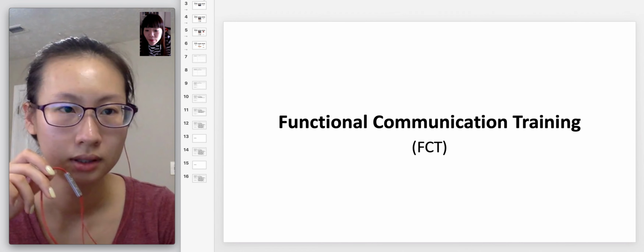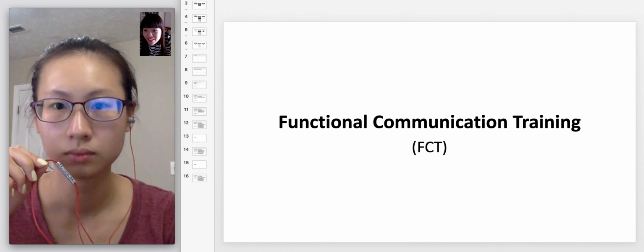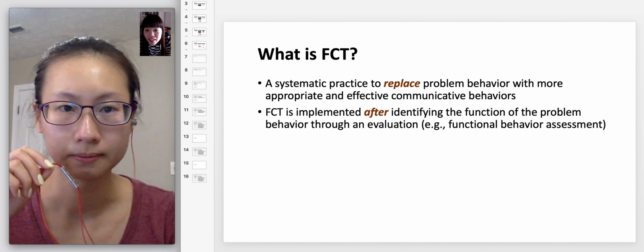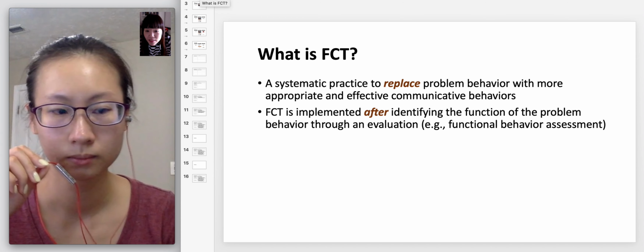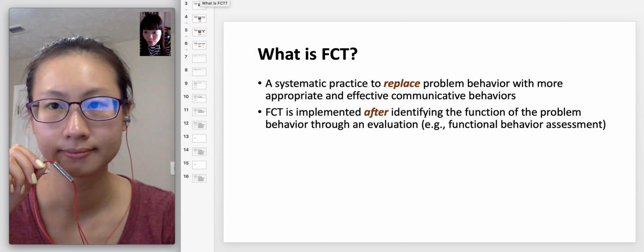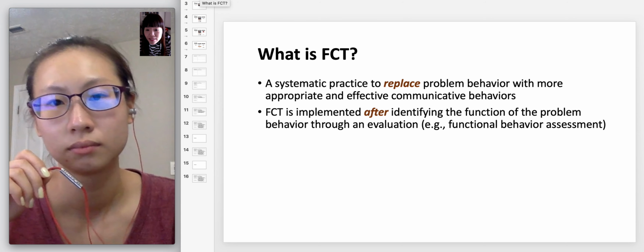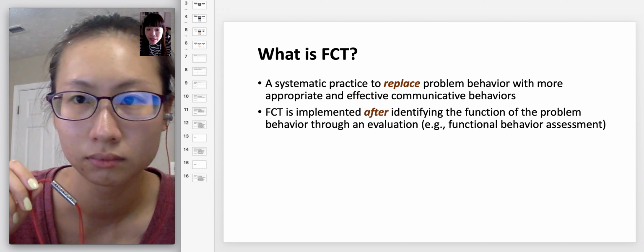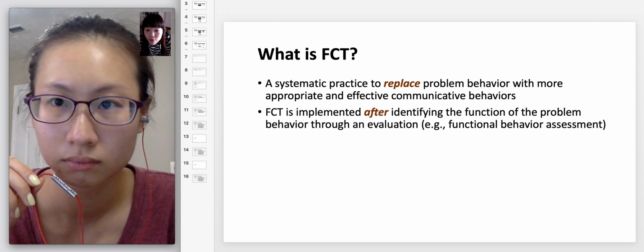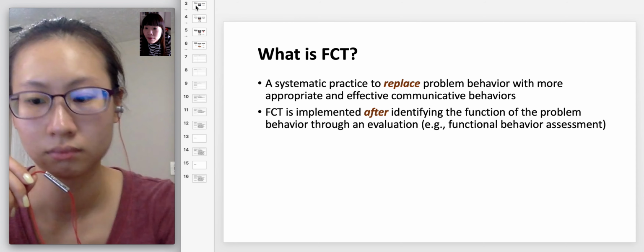Okay, today we are going to talk about functional communication training and the steps for implementation. FCT is a systematic practice to replace problem behavior with more appropriate and effective communicative behaviors. Usually FCT is implemented after identifying the function of problem behavior through an evaluation, such as a functional behavior assessment. That's what we did before.